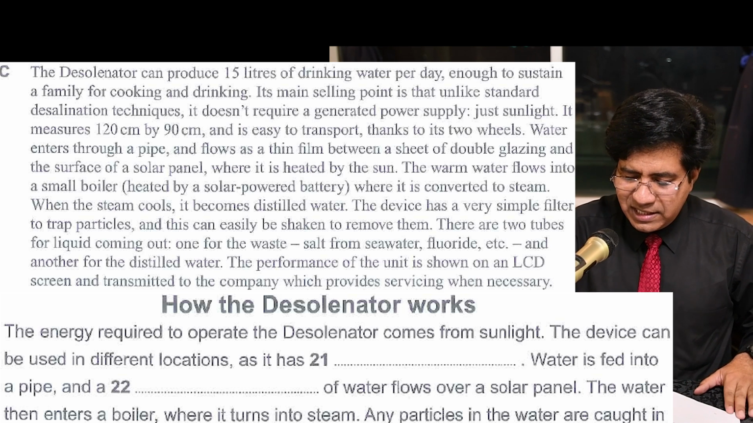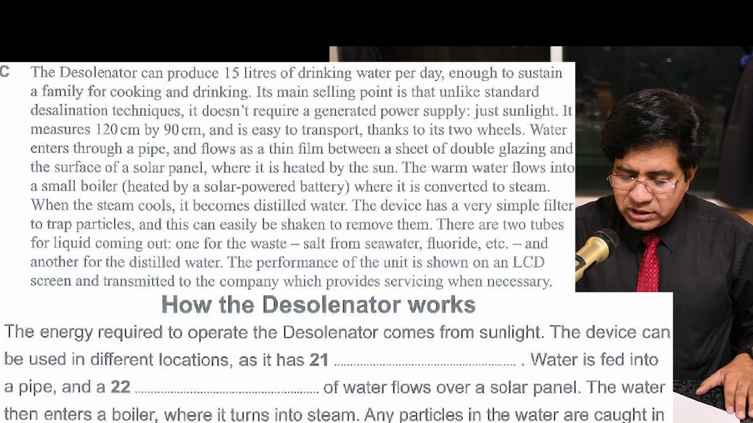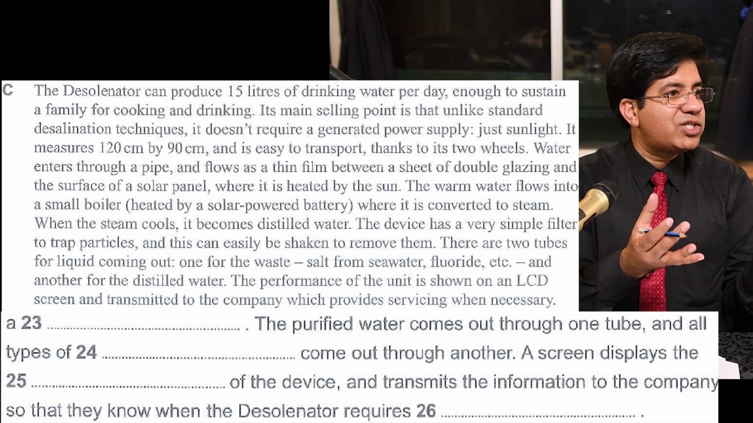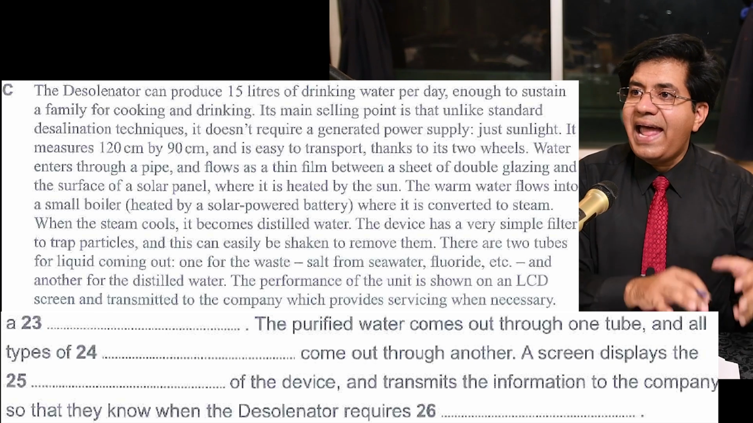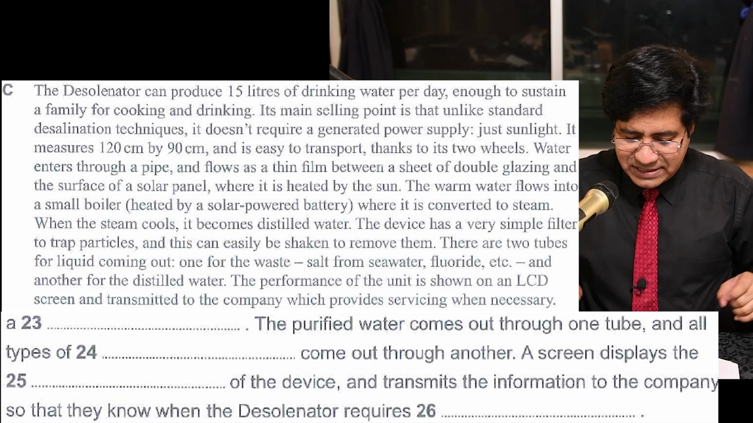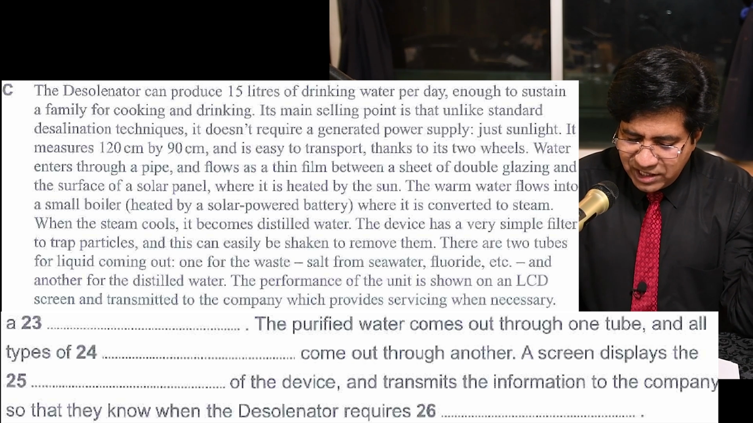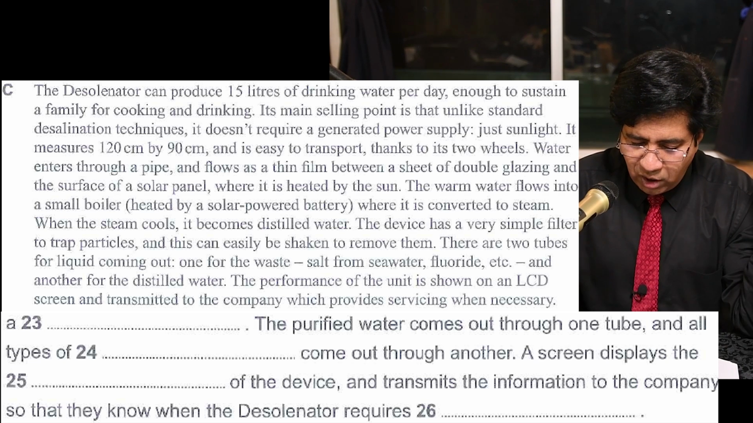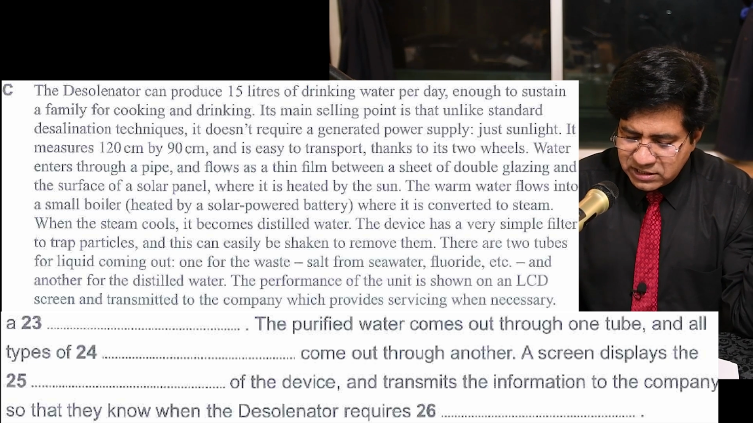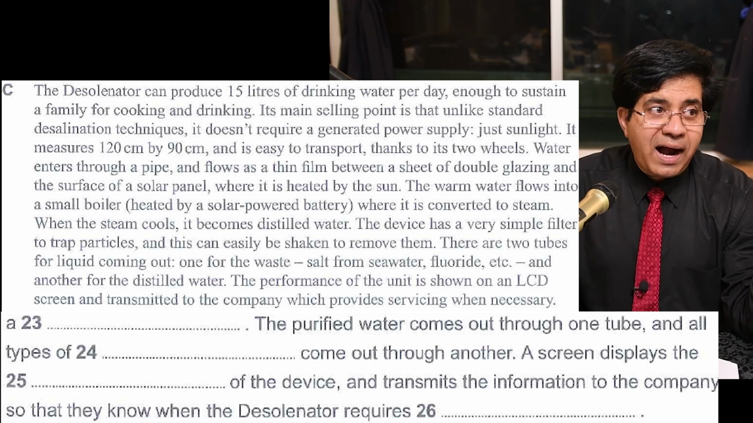Let's go on. Next sentence. The water then enters a boiler where it turns into steam. Any particles in the water are caught in a dash. Any particles are caught in a dash. Go back and see. Just read on. The warm water flows into a small boiler, heated, where it is converted to steam. We read about that. Let's go on. When the steam cools, it becomes distilled water. The device has a very simple filter to trap particles.